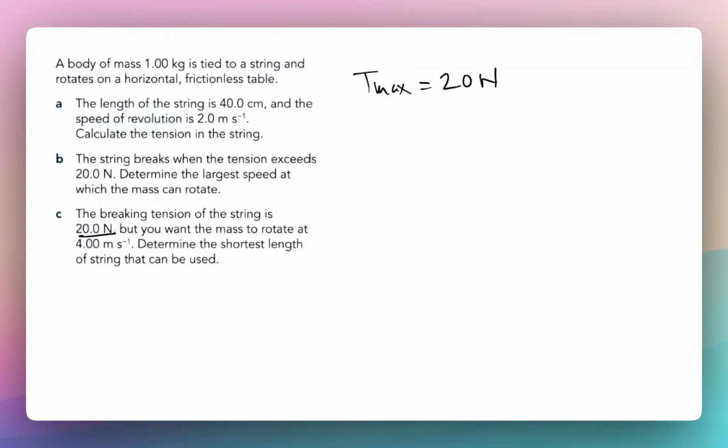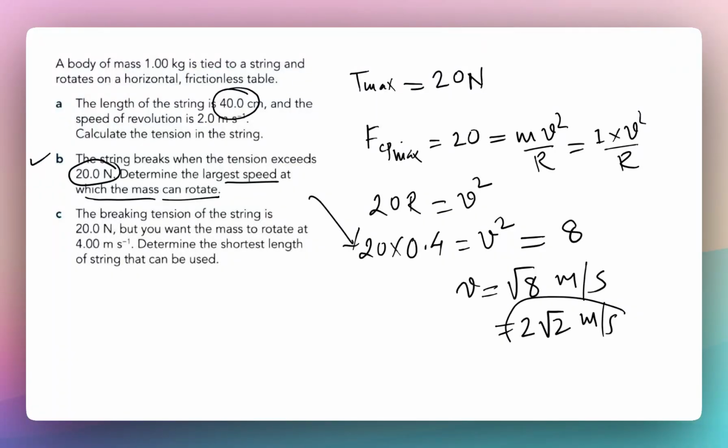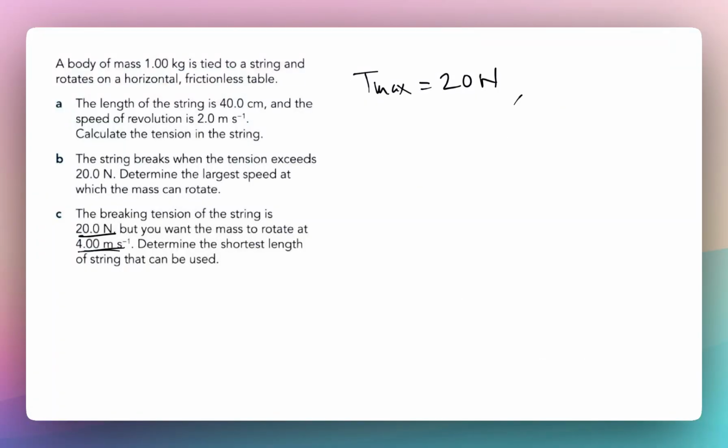But you want the mass to rotate at 4 meter per second. As we know here, it is less than 4 meter per second. But if you want it to rotate like a 4 meter per second, right? My V now is 4 meter per second. Determine the shortest length of the string that could be used, right? So we have to find R, for which we can rotate the string at.